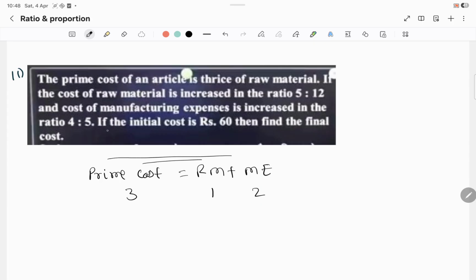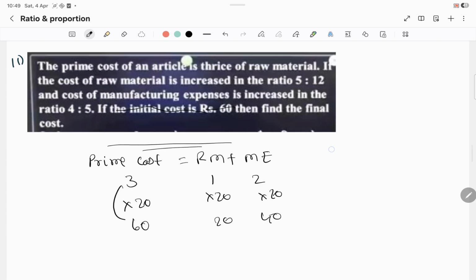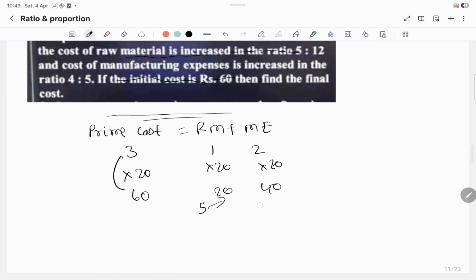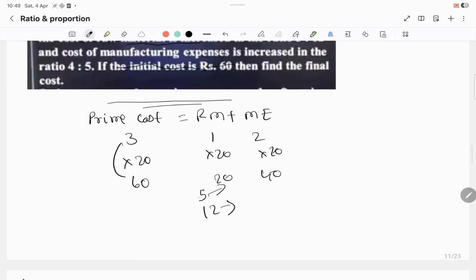Okay. If the initial cost is rupees 60, this is 60 given, means multiplied by 20. Then 1 part into 20 will be 20 and 2 parts into 20 will be 40. Okay. Then coming to the previous. If the cost of raw material is increased in the ratio 5 is to 12, raw material increased from 5 parts to 12 parts. Means initially it is 20 according to the number. Then 12 parts will be how much? 5 into 4 is 20. So 12 into 4 is 48.